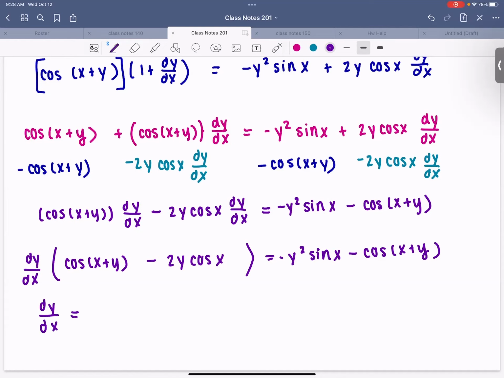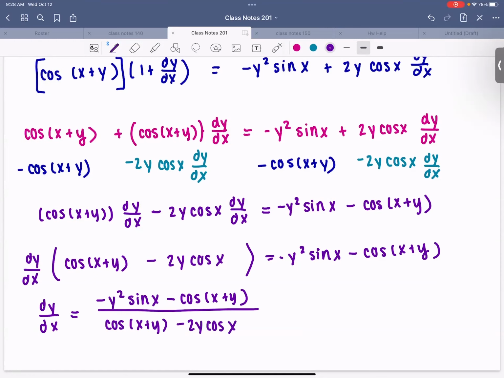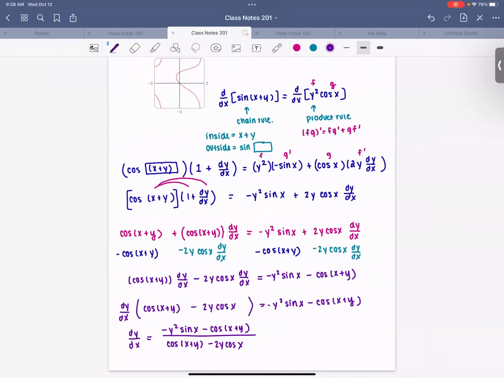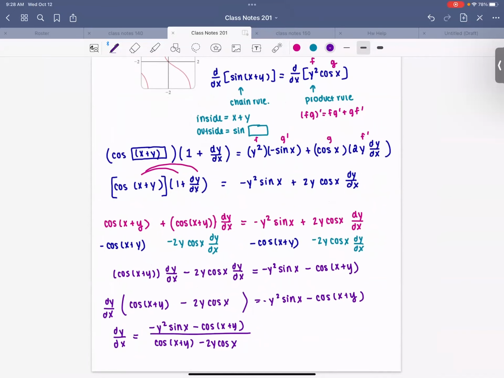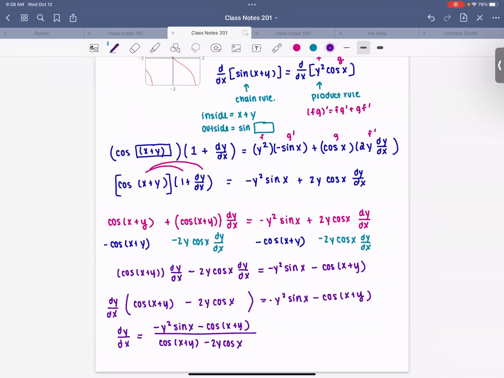Okay, finally, we can divide both sides by that factor, and we're going to be left with negative y squared sine x minus cosine x plus y over cosine x plus y minus 2y cosine x. Whew, that was a lot of writing, wasn't it? All right. Anyone have any questions about example 3?